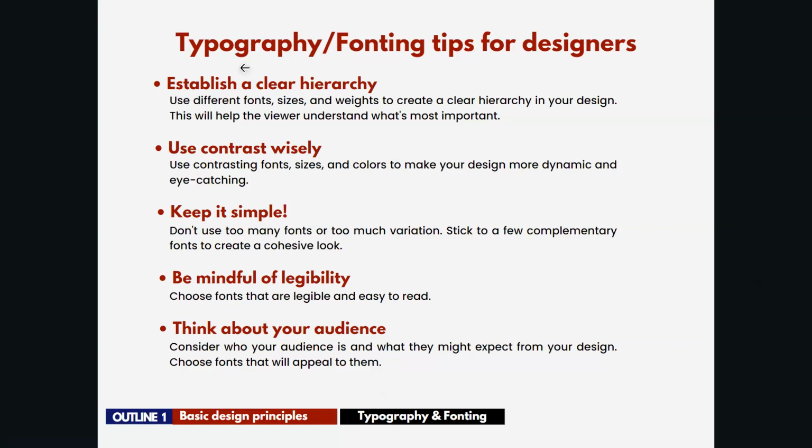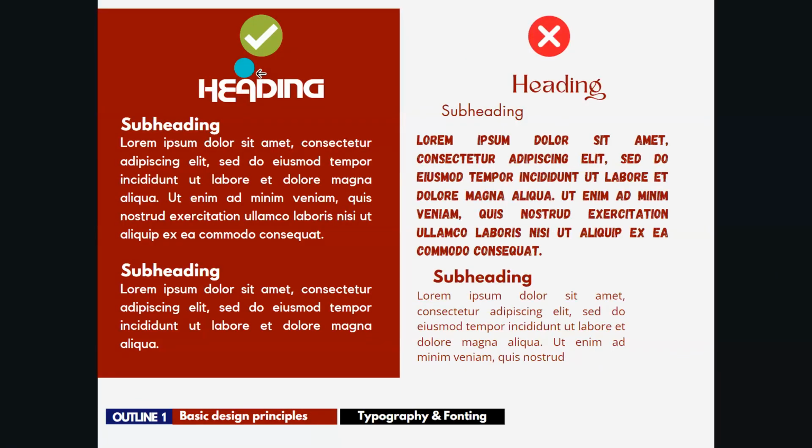So yeah, this is an example of a good typography and a bad typography. You can see this one over here with the green tick. Like I said, there's the heading, the subheading. Don't mind me, I used dummy text. I didn't have time to think of something to write up, so I just used the dummy text just to explain. This is an example of a good typography.